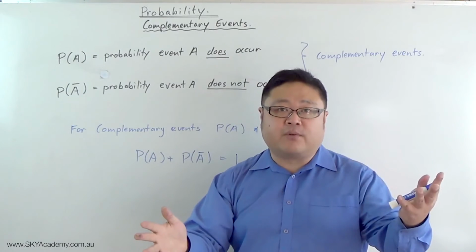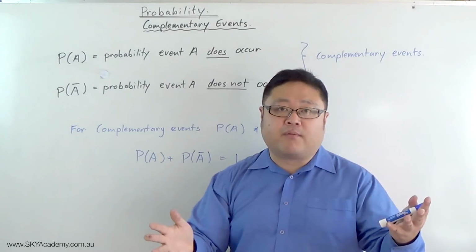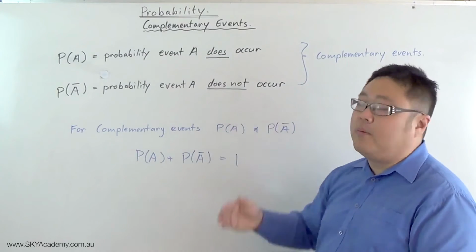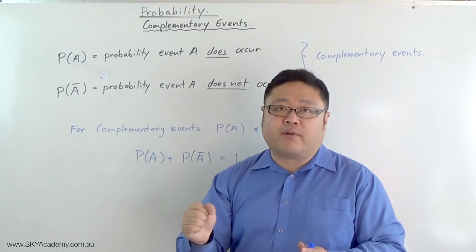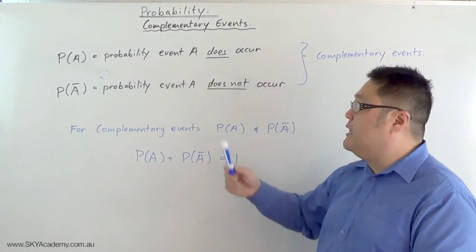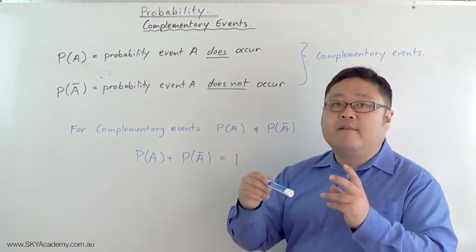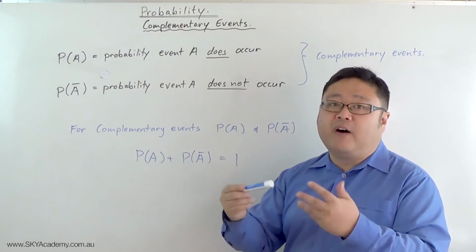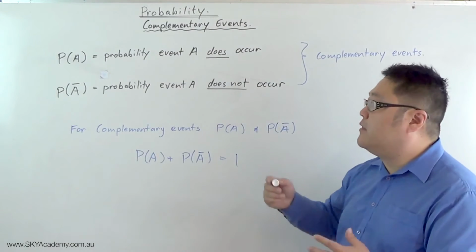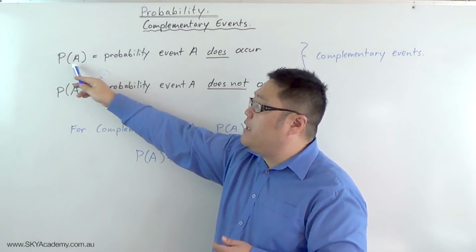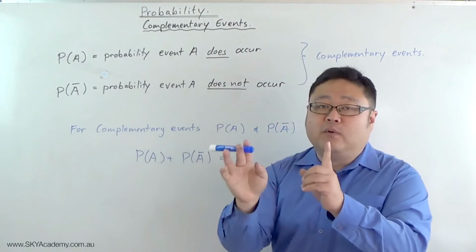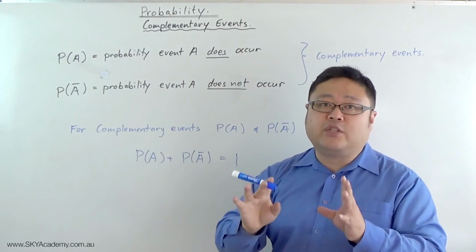So for example, what is the probability of rolling a 3? It's 1 out of 6. That's the probability of rolling a 3. The complementary event would be: what is the probability of not rolling a 3? It's the opposite. In this case, the probability would be 5 out of 6, because there are 5 numbers that you could roll that aren't 3. So the probability of rolling a 3 is 1 out of 6, the probability of not rolling a 3 is 5 out of 6, and both those two events are what we call complementary to each other.